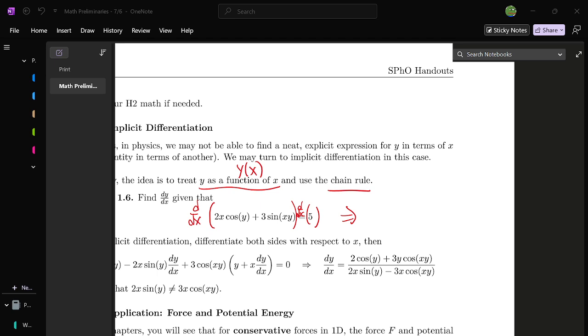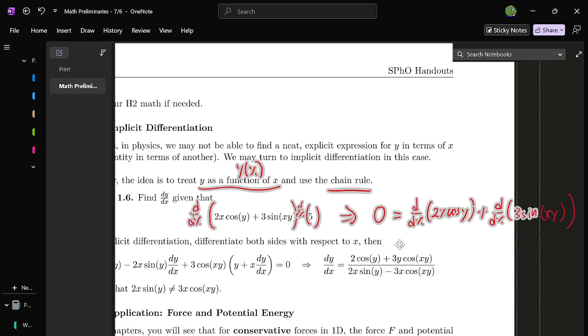Then clearly d over dx of 5 is 0. Now we do the other side. d over dx of 2x cosine y plus d over dx of 3 sine xy.